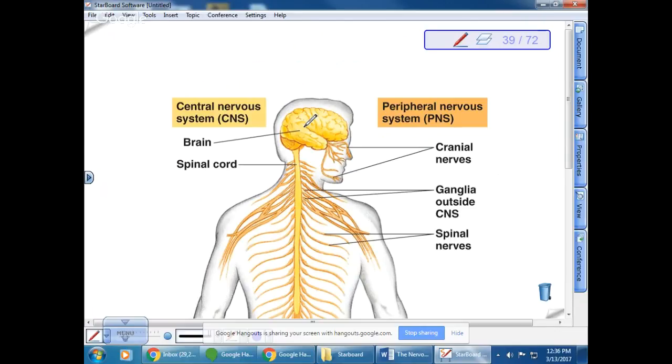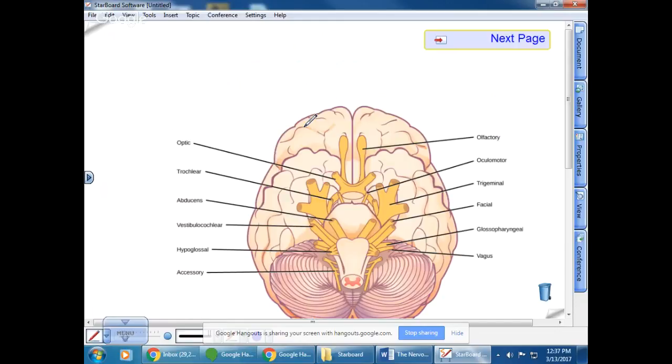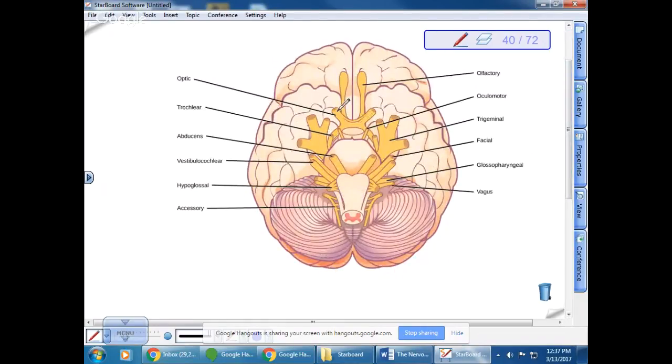So the last thing I want to talk about in the peripheral nervous system, oh, here's my cranial nerves. So this is my optic nerve, and it crosses over. This is my olfactory nerve. These are the different cranial nerves that regulate the body.